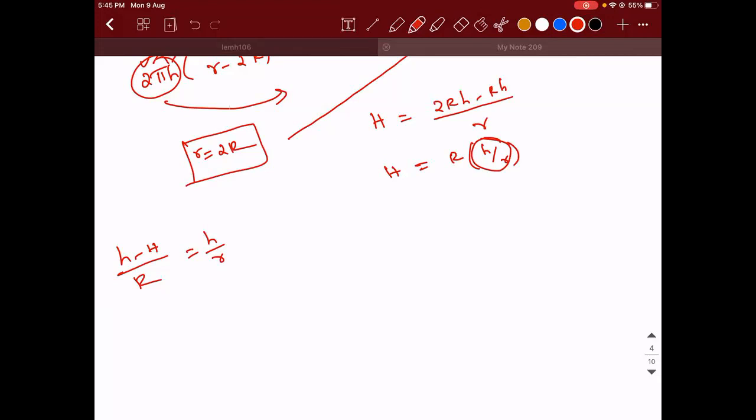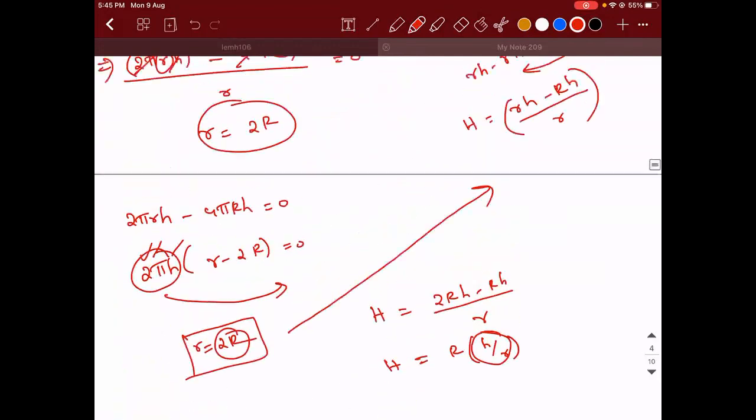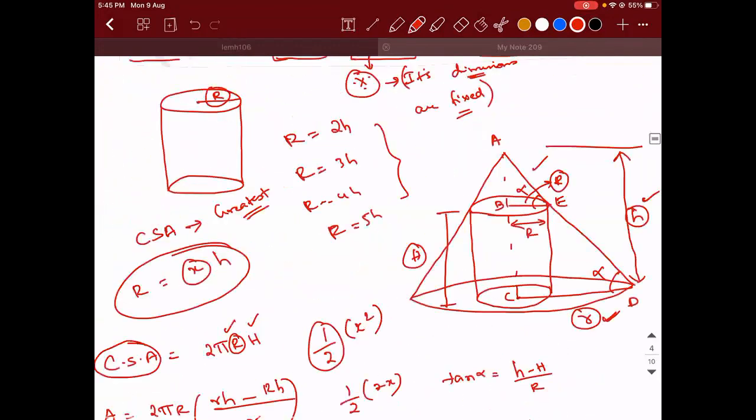Okay. So this one you understood, no? If I put small r is equal to 2 times capital R, what will I get? Small h minus capital H divided by r is equal to h divided by 2r. This and this will get cancelled, which implies capital H is equal to h divided by 2. What is the use of it? What mistake did I do? In the process of explaining it, I missed something.